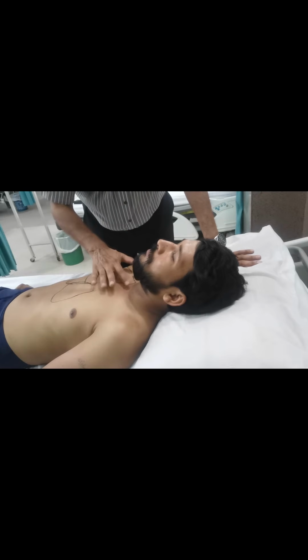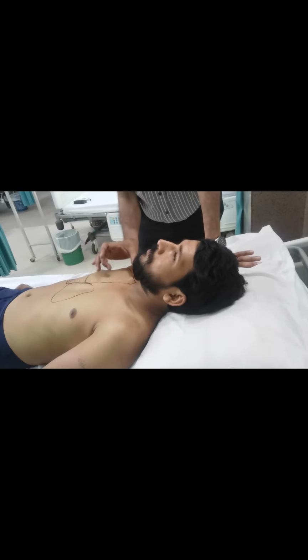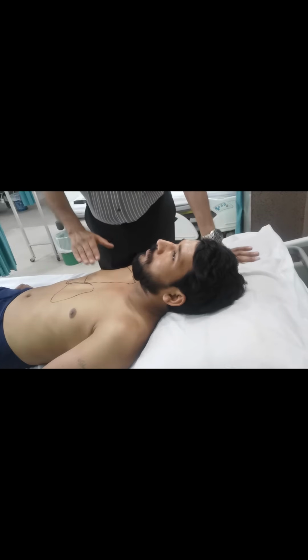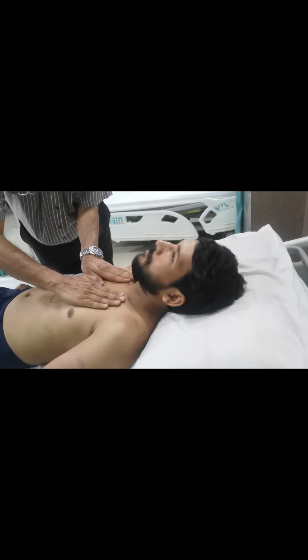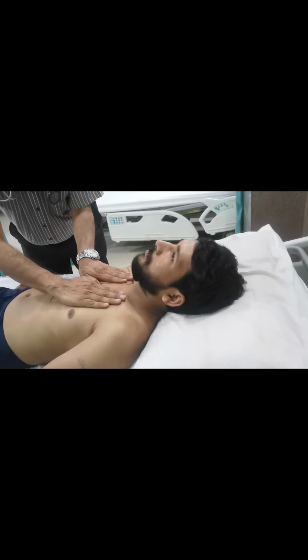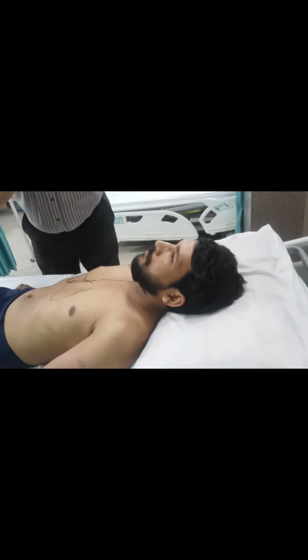After the apex beat and the trachea, you come down to the chest movements. The chest movements are checked in three parts: the upper third, middle third, and the lower third. For the upper third, you place your two hands like this over the upper third of the chest. Bring your eyes to the level of your hands and ask the patient to take a deep breath. Take a deep breath. And you note the movement of the hands, whether they are equal or not.